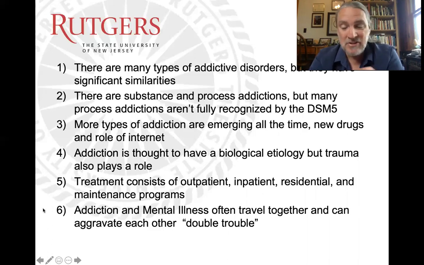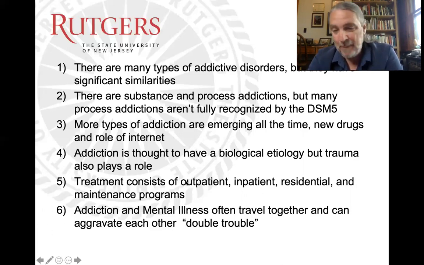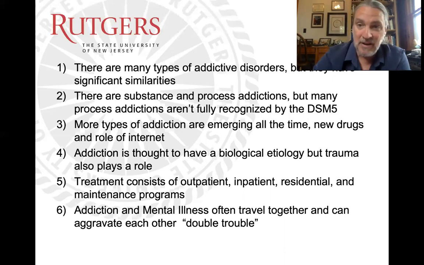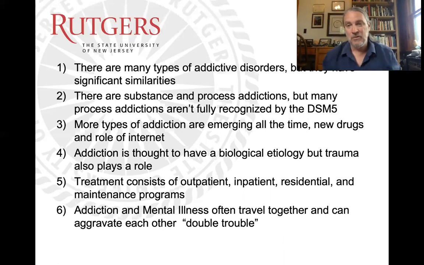Addiction is thought to have biological etiology, but trauma also plays a role. The environment also plays a role as well. Treatment consists of outpatient programs, inpatient programs, residential maintenance programs, and then, of course, we were talking about SMART Recovery and the 12-step programs as well. And addiction and mental illness often travel together and can aggravate each other. We've nicknamed it double trouble, and there are actually double trouble meetings as well.